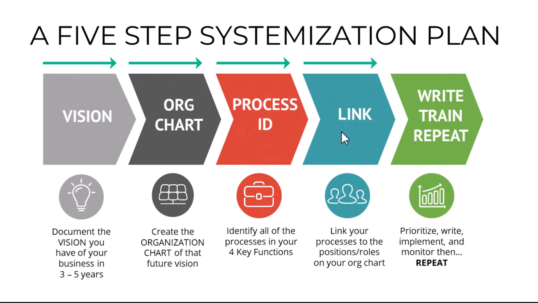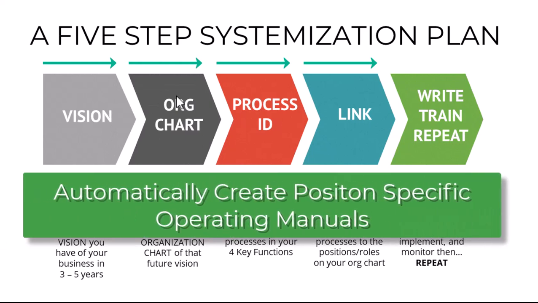In the 4th step, we're going to link processes that we've identified to 1 or more boxes on the org chart. And then we're going to take all of your employees and we're going to put them in the system. We're going to link them to boxes on the org chart. When we link people and processes to boxes, we automatically create position-specific operating manuals for every box on your org chart, for every position in your company. We basically create what we call complete functional accountability, absolute clarity of roles. Everything that has to happen in your business has been assigned to a position that is being filled by 1 or more employees in your company.